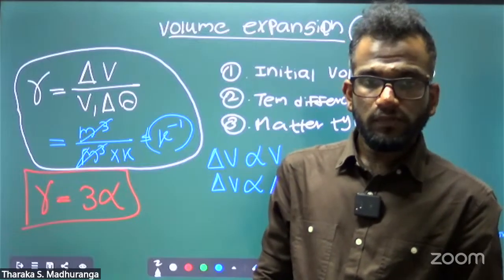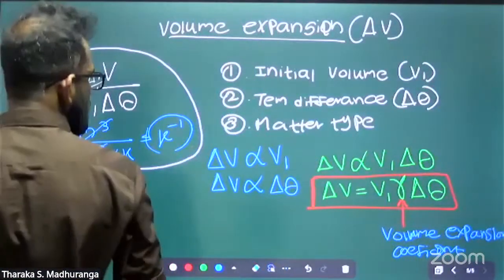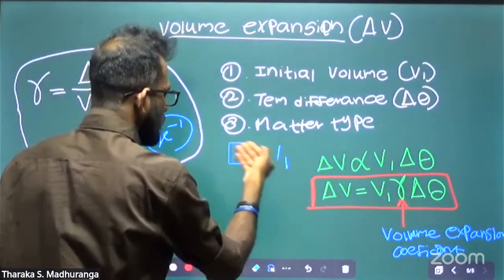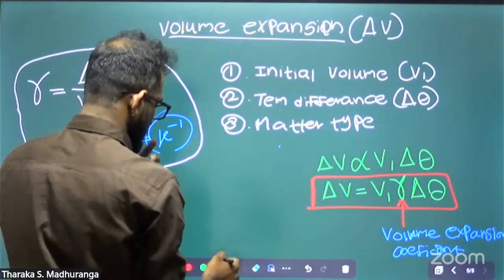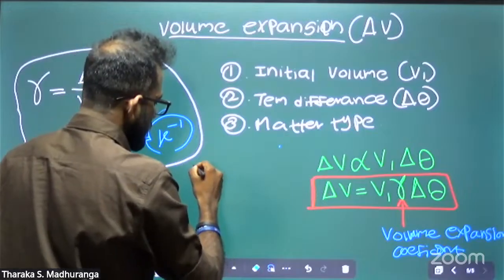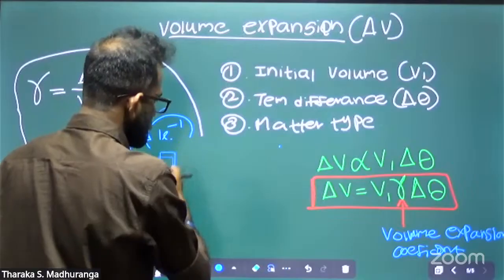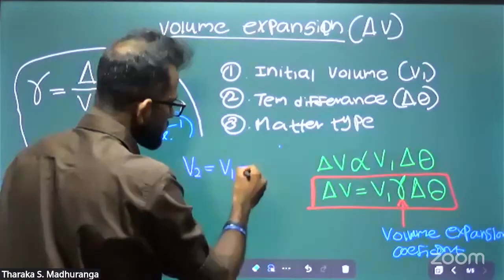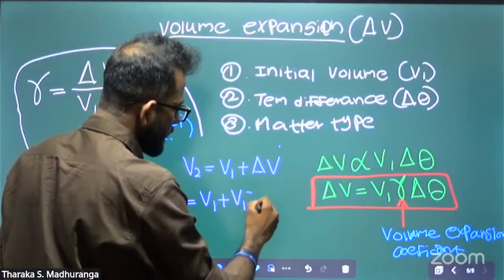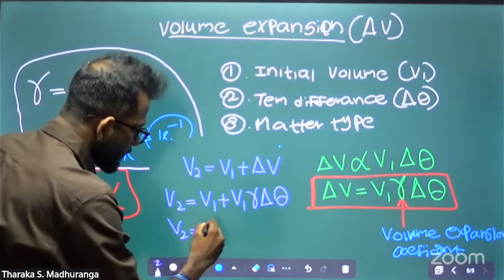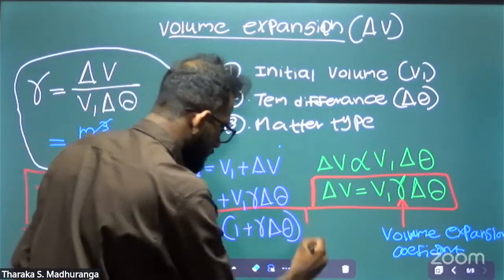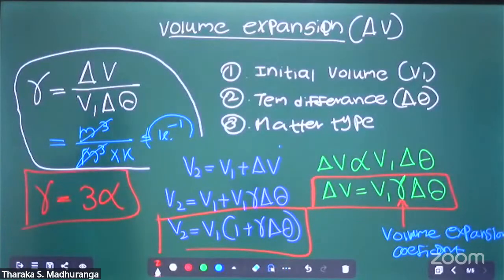Prepare a relationship for the final volume. Now you already know. How do we get the final volume? V2, the final volume, means V2 equals V1 plus delta V. V2 equals V1 plus V1 gamma delta theta. Now V2 equals V1 times 1 plus gamma delta theta. Highlight this and write down only this part.